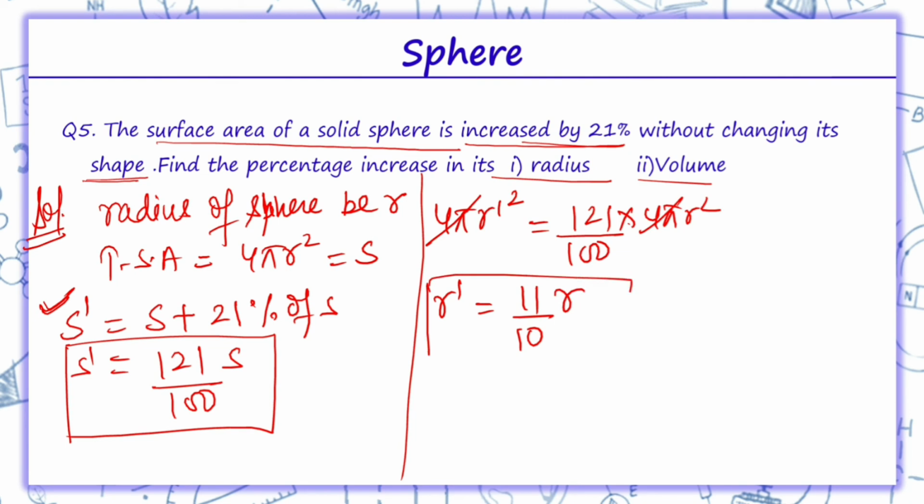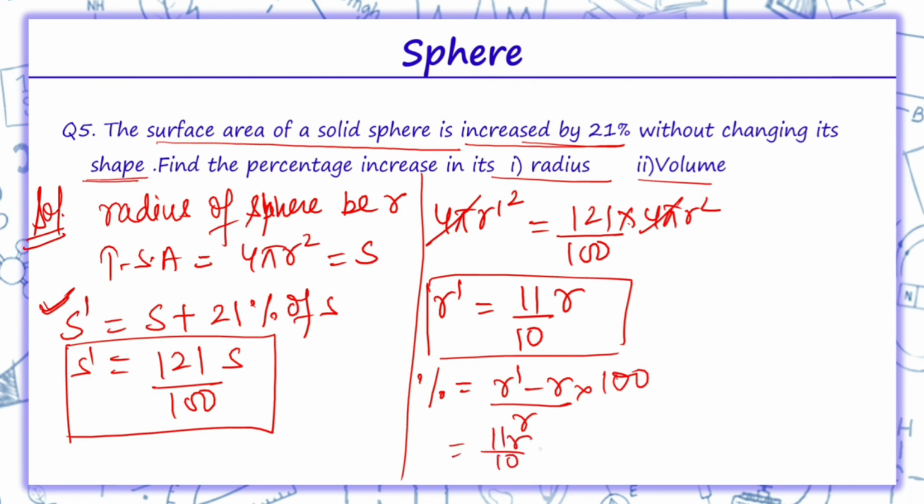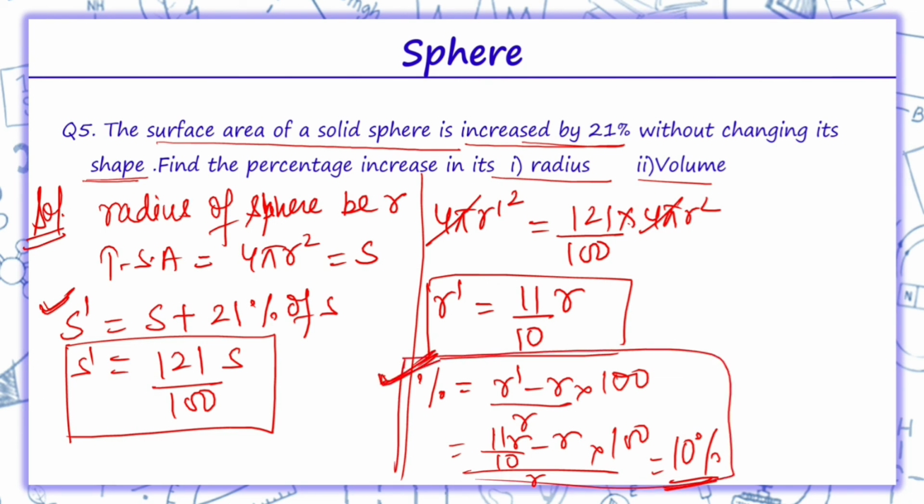Now what we have to calculate? Percentage increase in radius. So the formula for percentage increase in radius will be change in radius, that means r dash minus r by r into 100. So r dash is 11 r upon 10 minus r by r into 100. So this comes out to be 10%. That means the percentage change in radius is 10%.